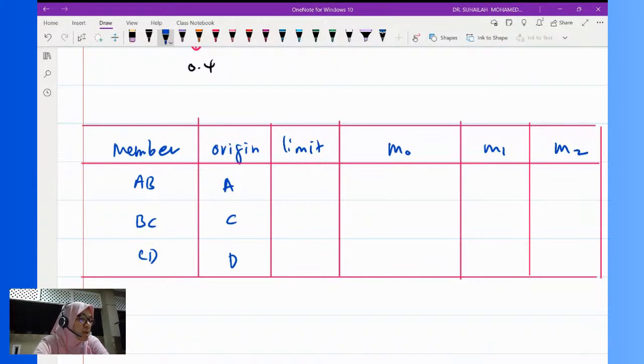For the limit, AB means the length of AB, which is 7 meters, so it is from 0 to 7. BC, the length is 5 meters, from 0 to 5. And CD, the length is 5 meters, from 0 to 5. Now we have to fill the moment equations into the table.